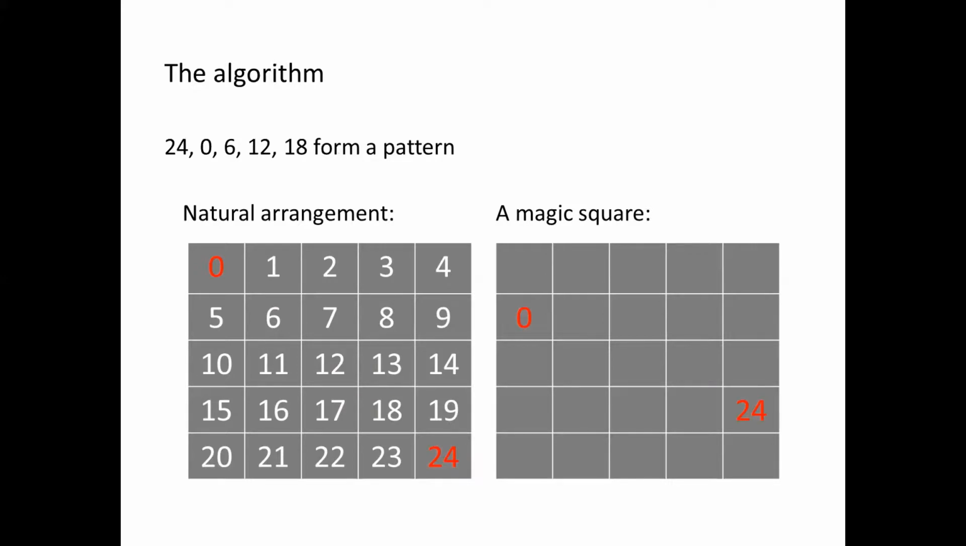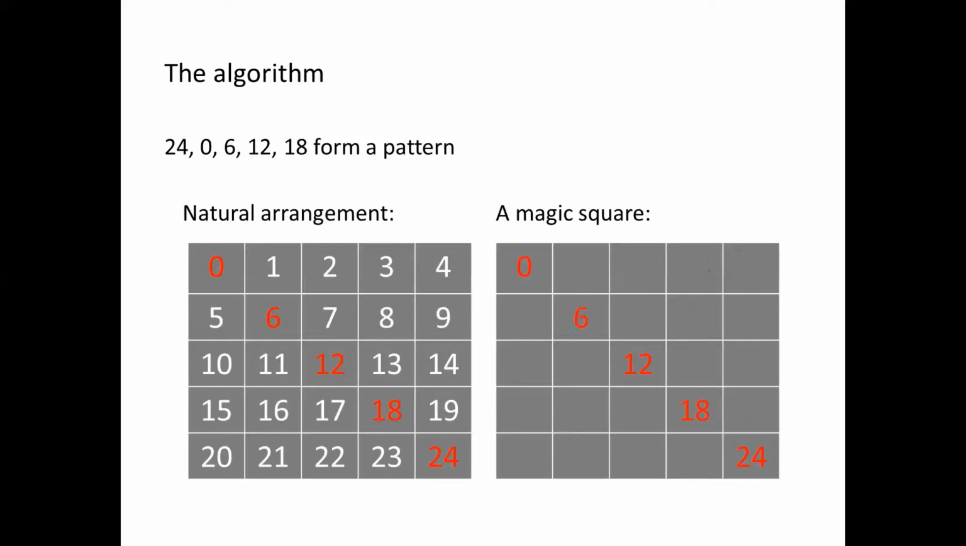We already have the position for 0 and 24. We start with 24. From 24 to 0 to 6 to 12 to 18 also forms a pattern. So from 24 to 0, you see in the magic square, we move up by 2 rows, move right by 1 column. Up 2, right 1 to 6, and 12 in the center as expected, and then 18. That's how I get it.